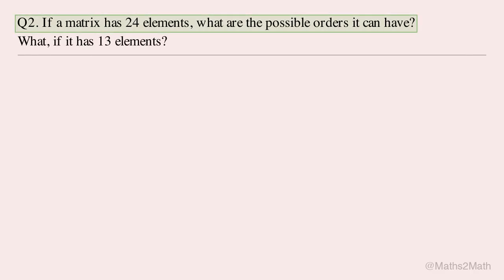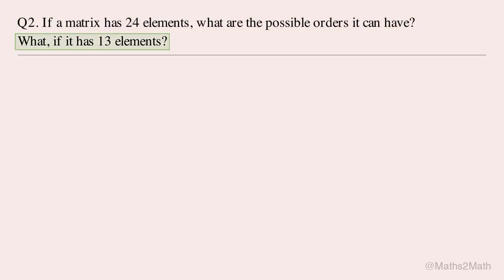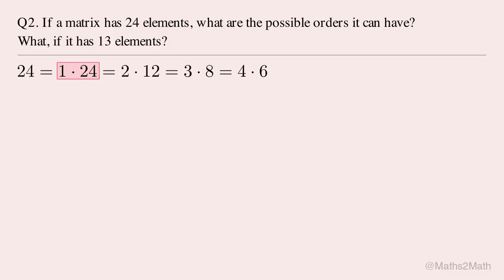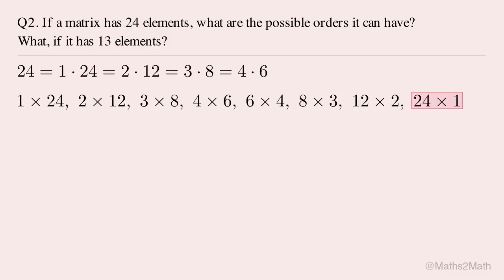Question 2. A matrix of 24 elements. Every way of writing 24 as rows times columns is a possible order. And then the same question for 13. List the factor pairs of 24 in order. Each pair gives an order in both arrangements, 8 possible orders in all. 13 is prime, so only the 2 extreme shapes exist, a row or a column.